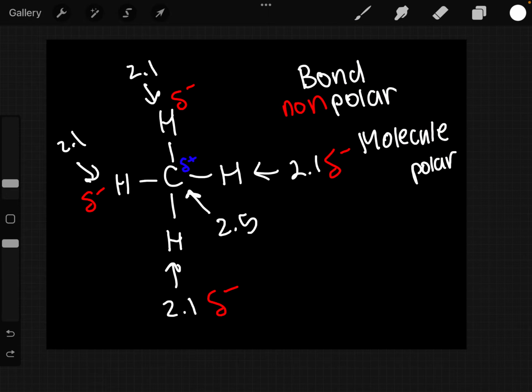That's essentially like saying there's one happy face, but all around there are sad faces. So overall, it's kind of a sad environment. There's no change around the outer atoms, so we know that this is a non-polar molecule.